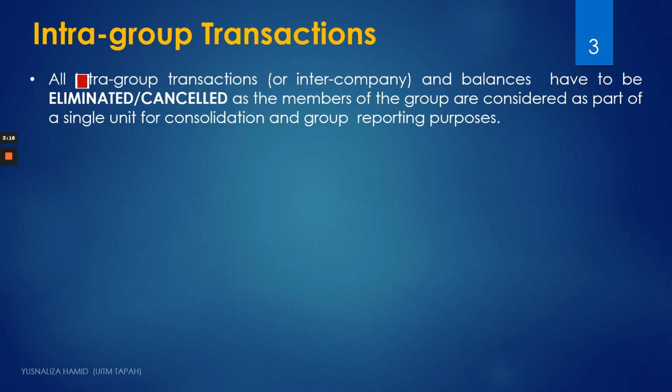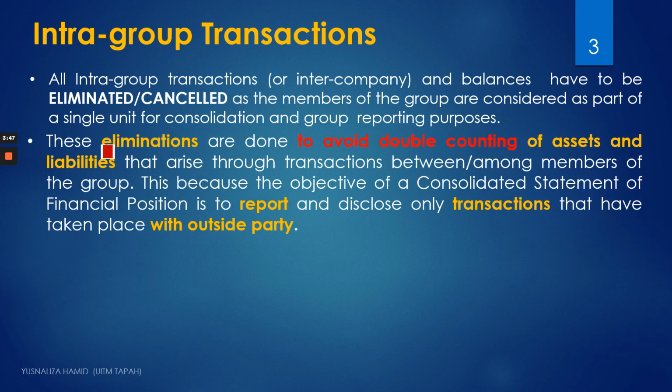In the preparation of consolidated financial statements, all intra-group or intercompany transactions have to be eliminated. So intra-group transactions won't be reported in the consolidated financial statements. Here we are talking about the context of the consolidated statement of financial position. The reason is because the group is now considered as a single unit for consolidation and group reporting purposes. The elimination is done to avoid double counting of assets and liabilities, as the consolidated statement of financial position presents assets, liabilities, and equity.